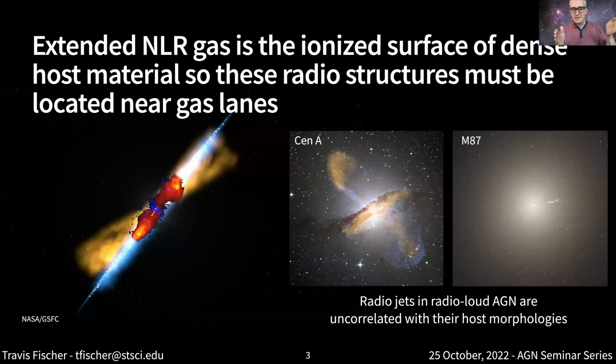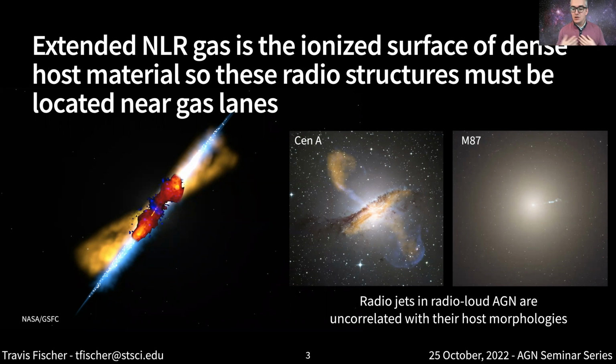Together, that means the ionized gas is aligned with both the molecular gas and the radio structures, which then says that the radio structure has to always be aligned with the host galaxy. So if this was a radio jet happening in these radio quiet AGN, it would be highly unlikely that you're always seeing a radio jet oriented into the host plane of the galaxy. So we don't see that when we look at radio loud AGN.